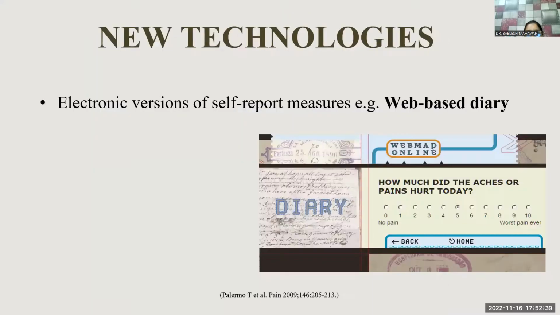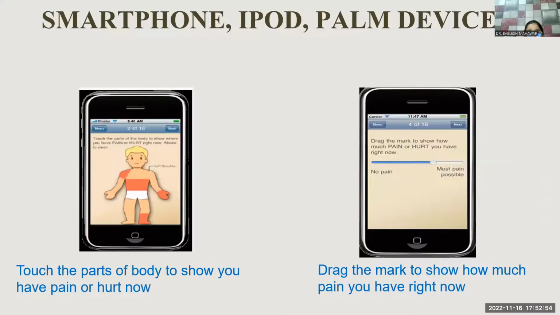Next slide, please. Now, in the world of technology, there are electronic versions of self-report measures also, like the web-based diaries, in which the patient can mark how much is the pain. Next slide. And touch pads are also there. They can touch the body parts on their app, and tell where exactly it hurts, and drag the mark to show how much pain you have right now. They can just drag on this scale, no pain, to more, whether it is in the middle at 5, or towards the right side or the left side.